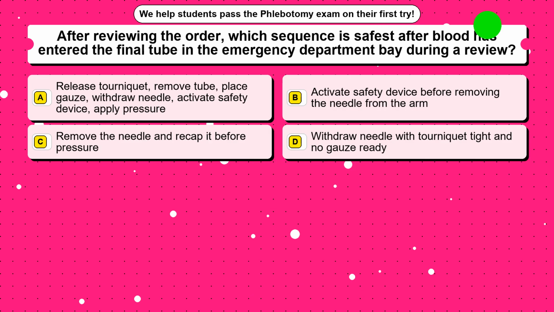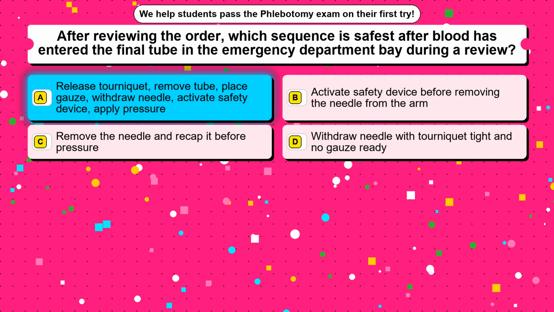Question 88. After reviewing the order, which sequence is safest after blood has entered the final tube in the emergency department bay during a review? Option A: release tourniquet, remove tube, place gauze, withdraw needle, activate safety device, apply pressure. Option B: activate safety device before removing the needle from the arm. Option C: remove the needle and recap it before pressure. Option D: withdraw needle with tourniquet tight and no gauze ready.